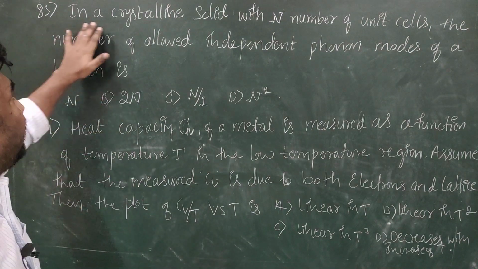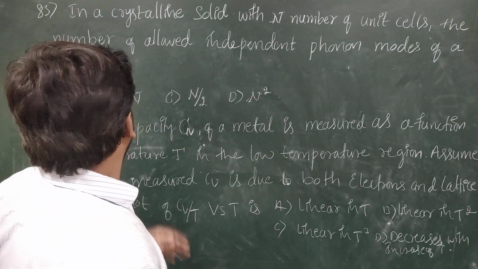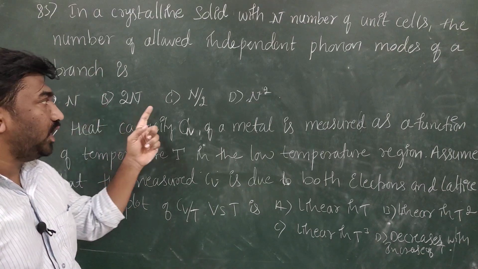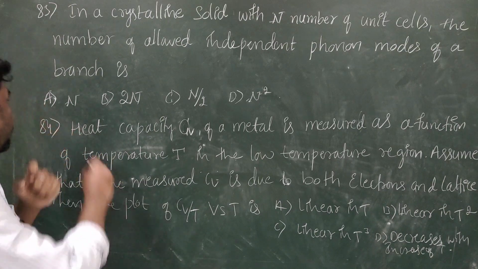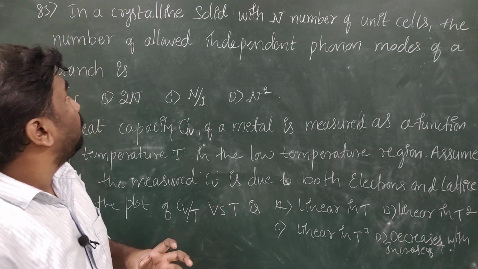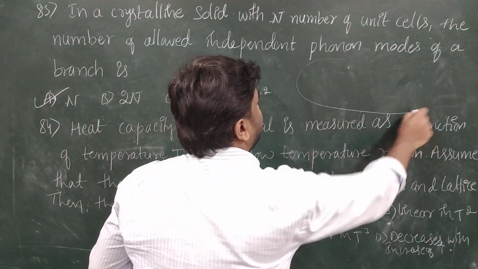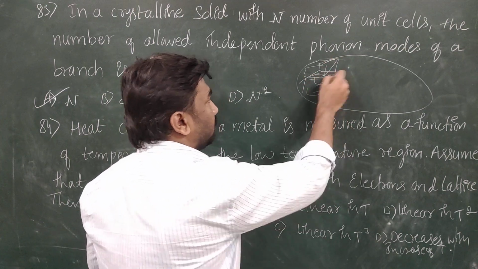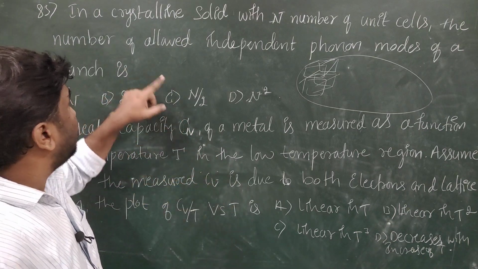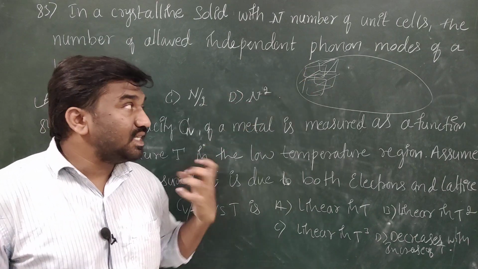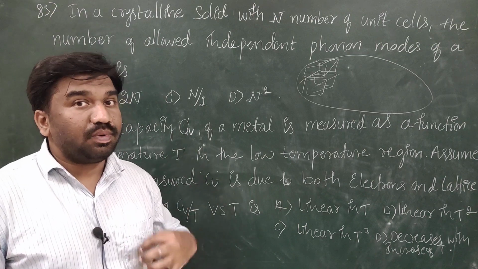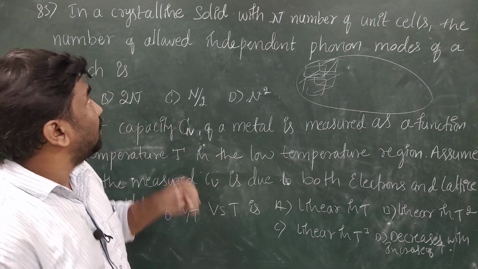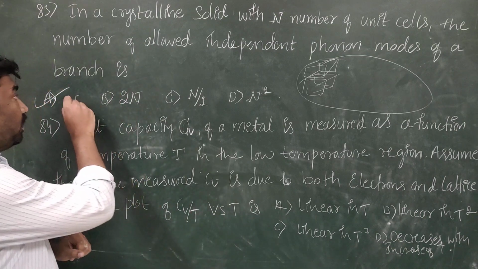So this is question number 83. In a crystalline solid with n number of unit cells, the number of allowed independent phonon modes of a branch is n, 2n, n by 2, or n square. The answer is n. In a solid crystal, there are n number of unit cells. For these n unit cells, how many phonon modes are allowed? If there are n unit cells in this crystal, then there will be n number of phonon modes allowed.